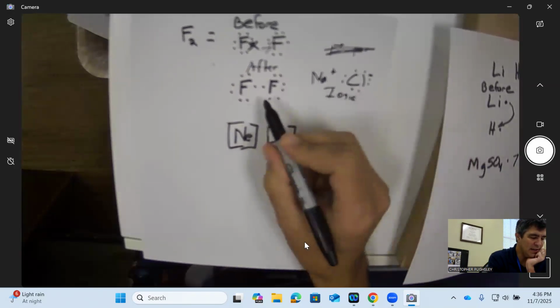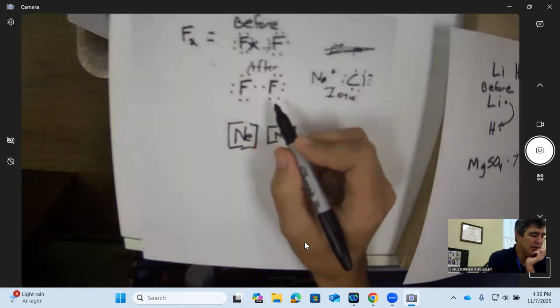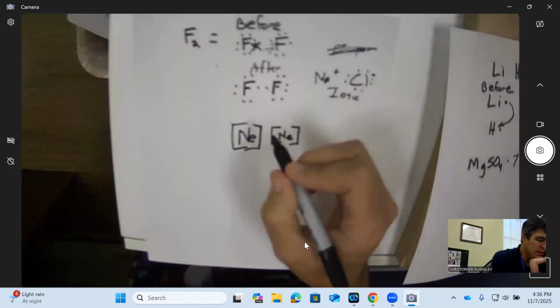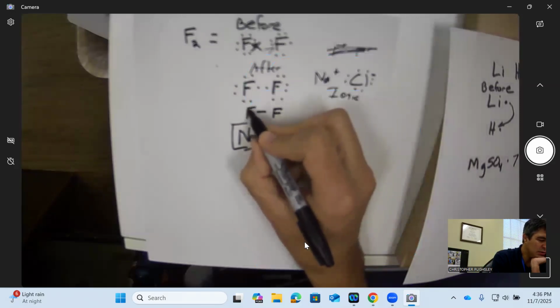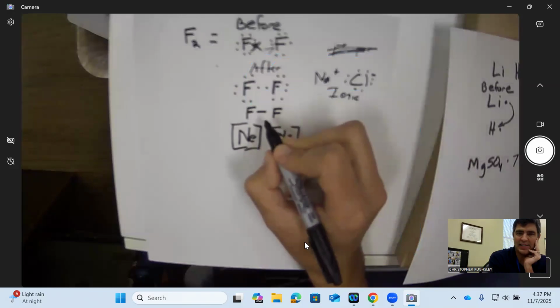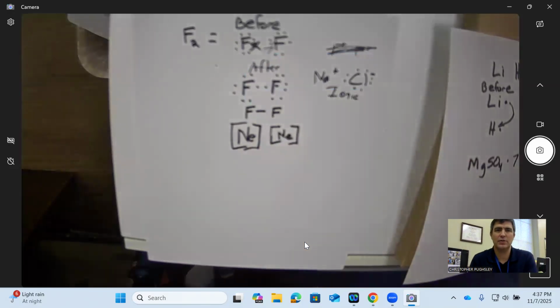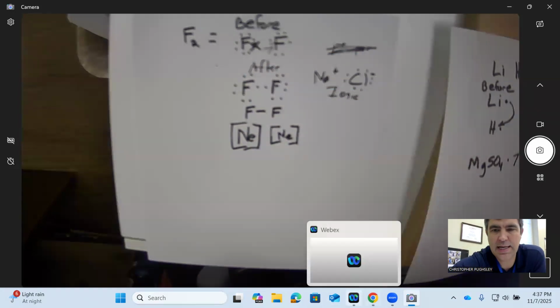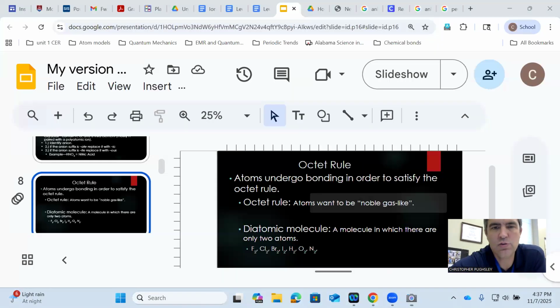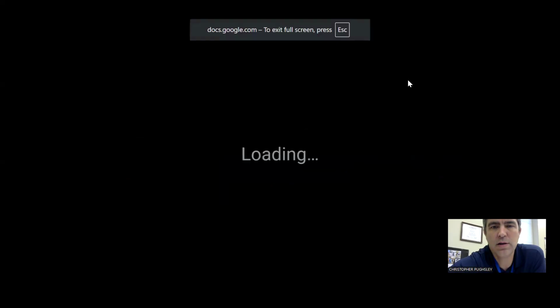But with covalent, they're going to share. And we represent the shared electrons with a dash. Anytime we see a dash, that's a shared pair of electrons. So that's a covalent compound if we see a dash. And so going back over here.